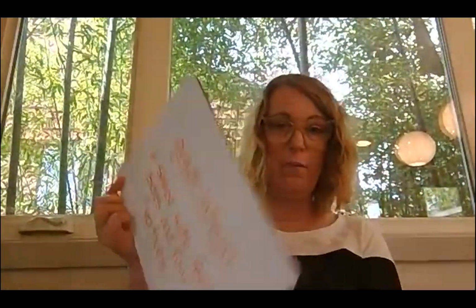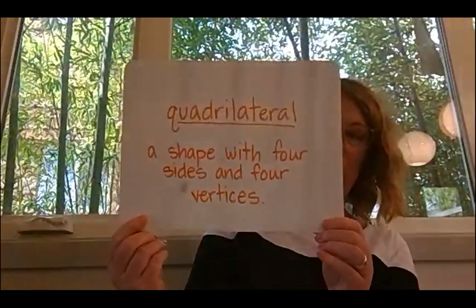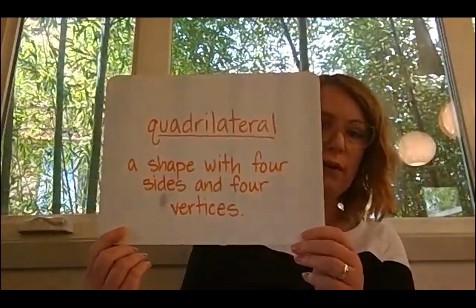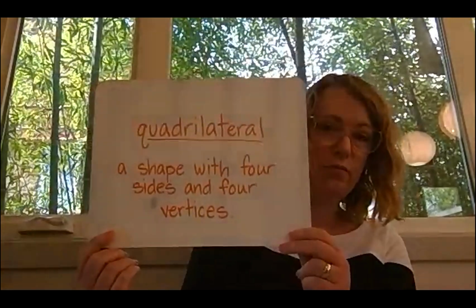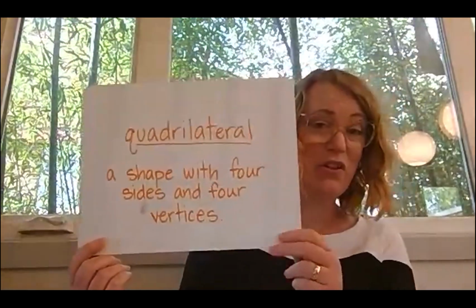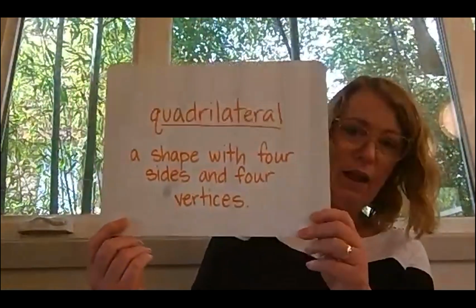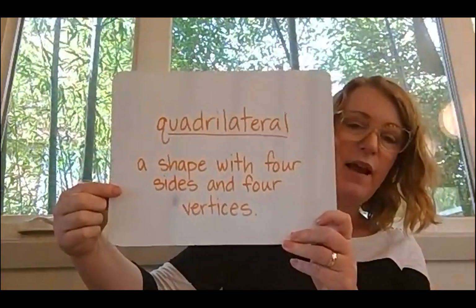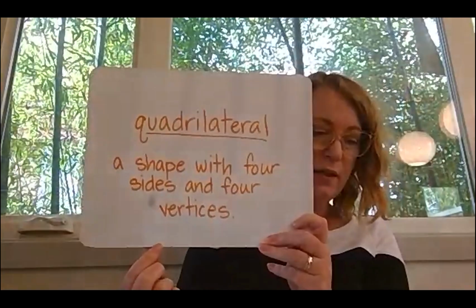Today, we're going to talk about quadrilaterals. That is a mouthful. Can you say that word? Quadrilateral. Yep, quadrilateral. It's kind of fun to say once you learn how to say it. Quadrilateral. A quadrilateral is a shape with 4 sides and 4 vertices.